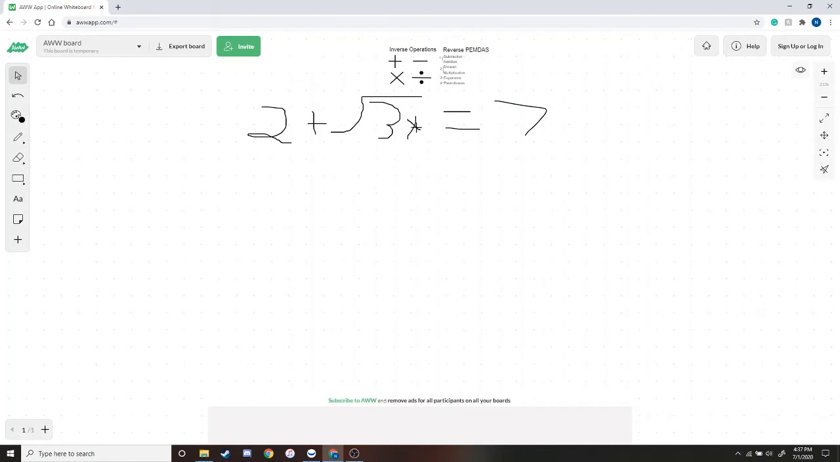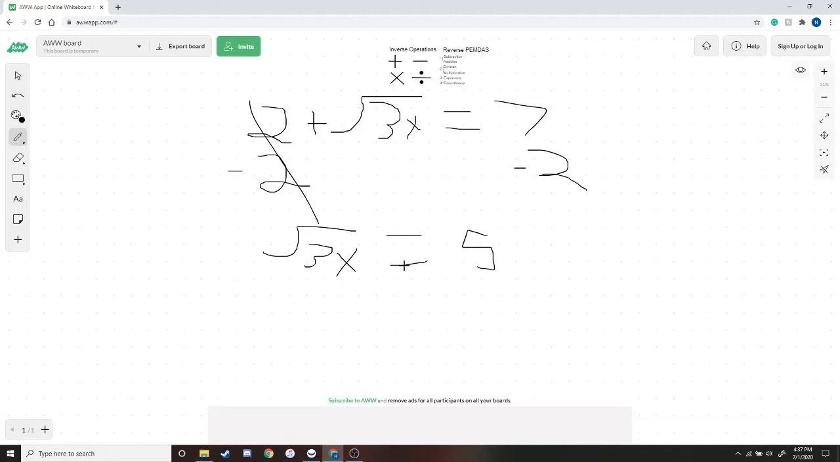So to isolate this radical, you want to get rid of this positive 2. Now, like we learned before, we use inverse operations to complete that. So to get rid of this positive 2, we need to subtract 2 from both sides. And that means that this cancels out, and we're left with root 3x is equal to 7 minus 2, which is 5. Now, we need to know the inverse operation for a root. The inverse operation for a root is squaring, so raising it to the power of 2. We need to do this on both sides. So we're going to raise both sides to the power of 2.